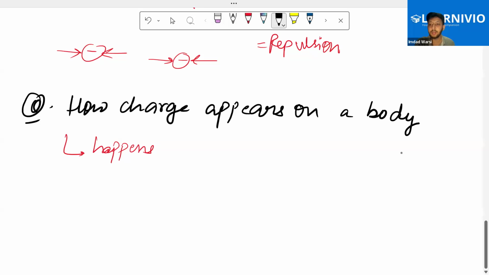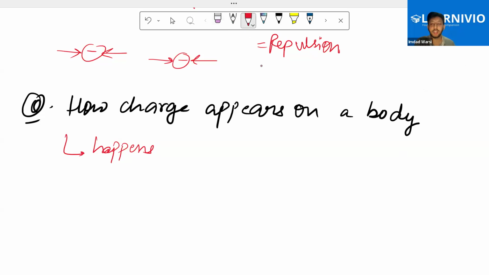For example, I talk about a ball. You have a ball in your hand and you are rubbing this ball against a wall. What happens? Some charge comes on this ball, so this ball is a body. The wall is also a body, because charge is getting developed on both the wall and the ball. So both are bodies.